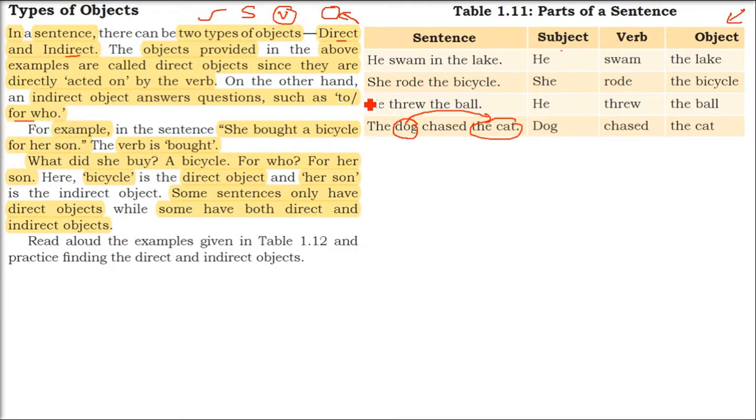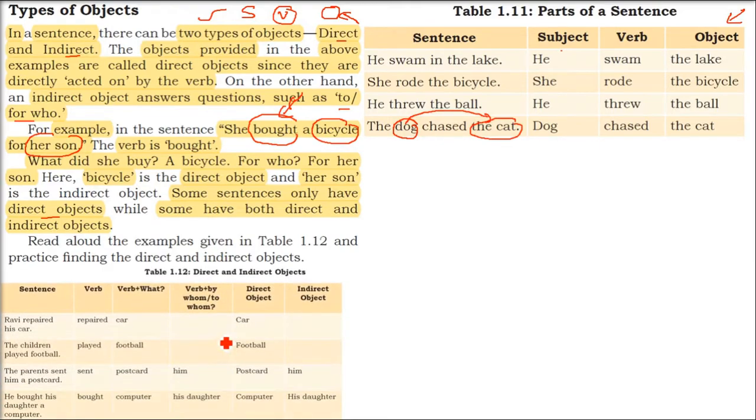Now it's very clear in this sentence, bought is a verb. We are interested in subject and object. So the verb is clearly bought. She purchased. Now who does? She is the subject. And what did she buy? Bicycle. But the question is for whom? So this is an indirect object. For her son is an indirect object. There are certain sentences where there will be a direct object, but there are certain sentences where you are going to get a direct object and an indirect object also.